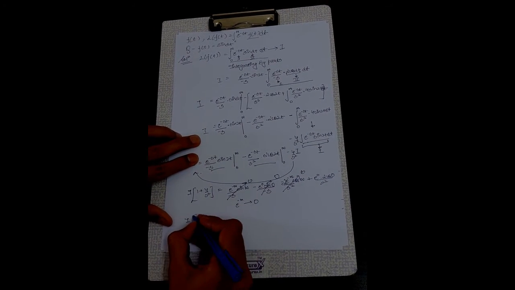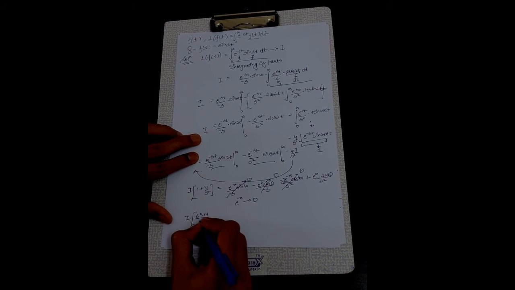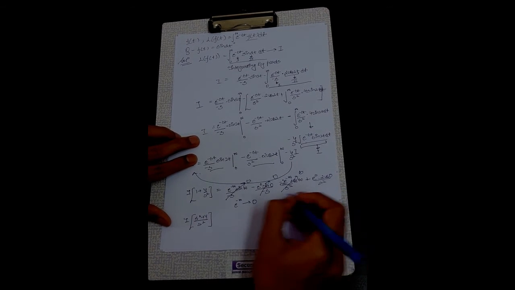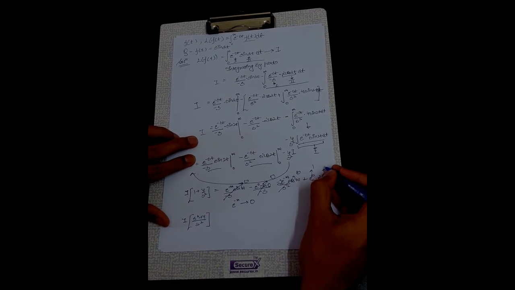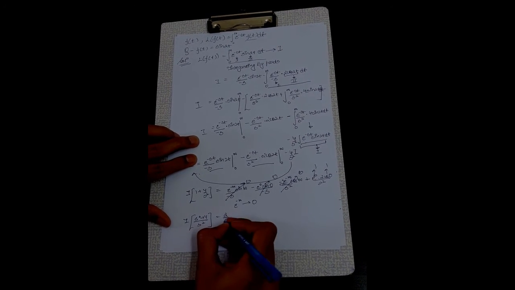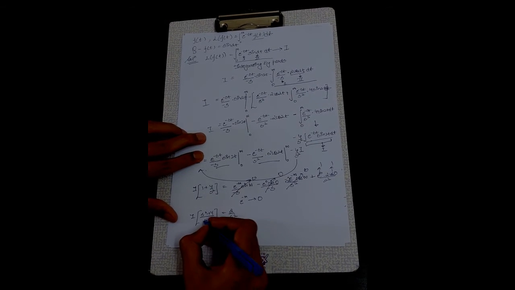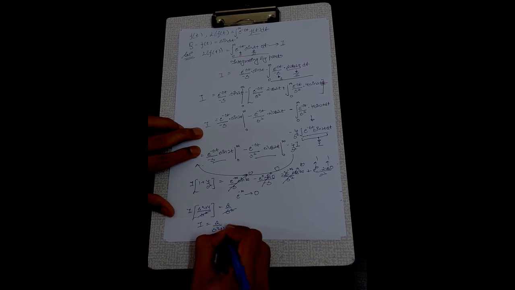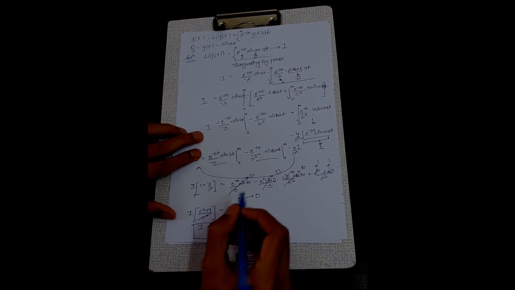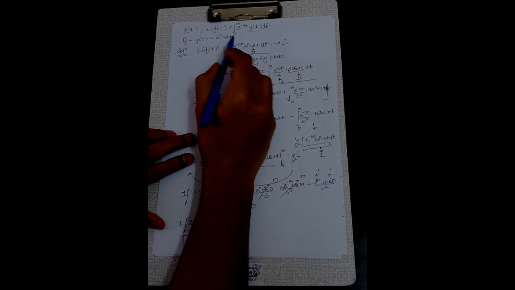Taking LCM on this, we get (s square plus 4) upon s square, and here e to the power 0 is 1 and cos 0 is 1, so we will get 2 by s square. Now by cancelling these terms, we get I equals 2 by (s square plus 4). That is the Laplace transformation of the function sin 2t.